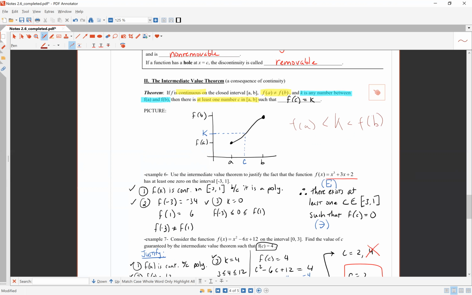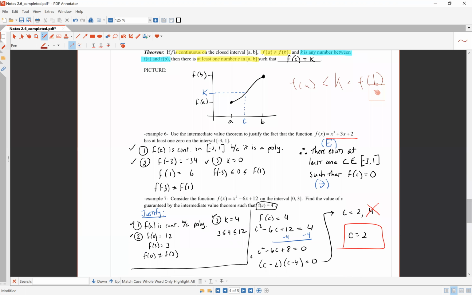So let's say K is in between f of A and f of B, that there's some C such that f of C is equal to K. That's what the intermediate value theorem tells us. And intuitively, it makes sense, right? Because if you can't draw the graph without lifting your pencil, and f of A is less than f of B, the graph has to go through some second coordinate equal to K.